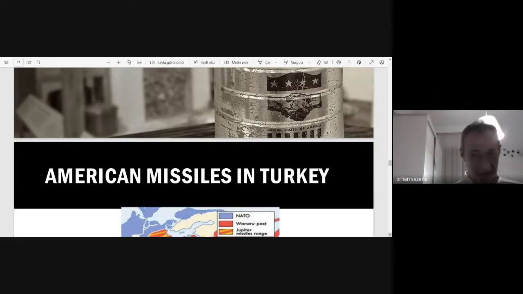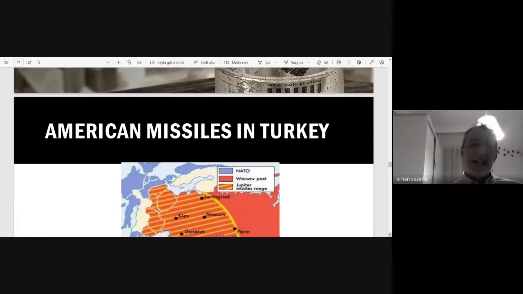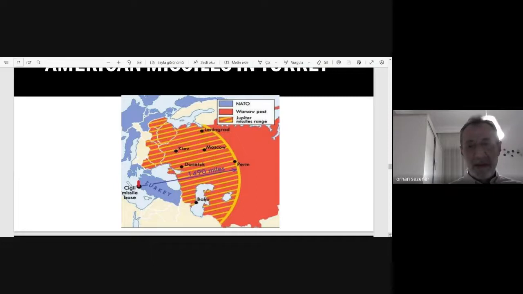And slightly later, in the late 1950s, comes American nuclear-head missiles to Turkey. This is a map of Turkey and the immediate surroundings. Çiğli missile base is near Izmir, near Ephesus in Turkey. And I forgot their name. Yeah, I think they were called Jupiter nuclear head weapons or missiles. And they were based in Çiğli in Turkey.